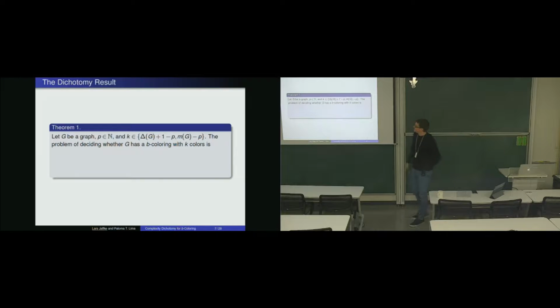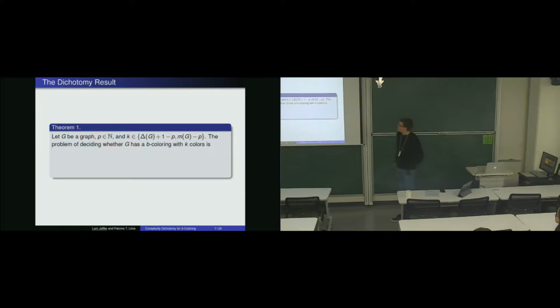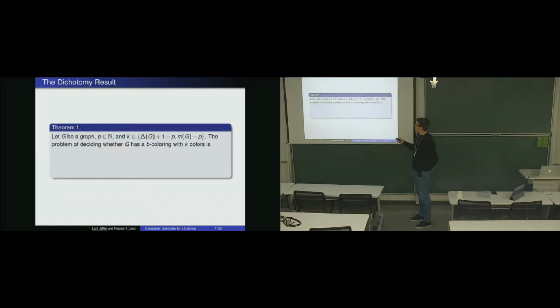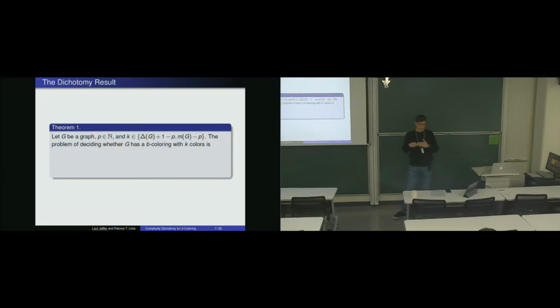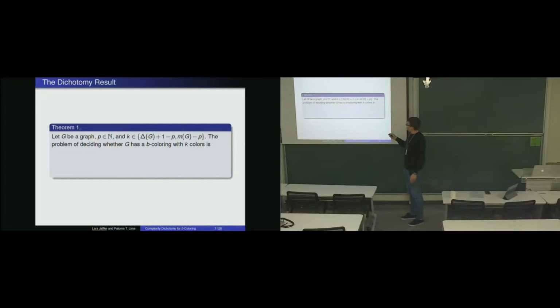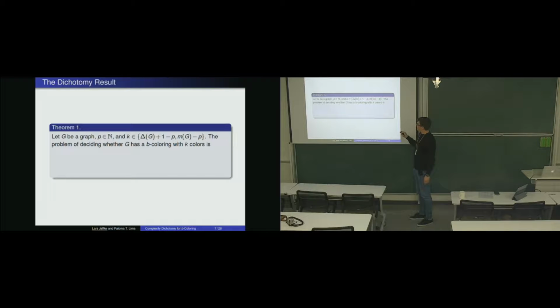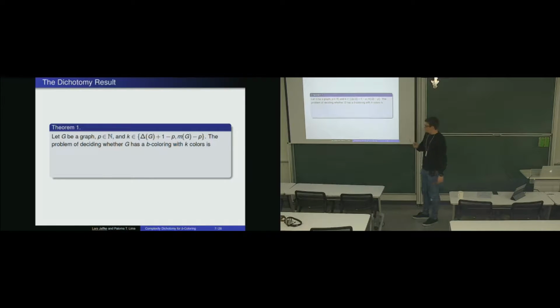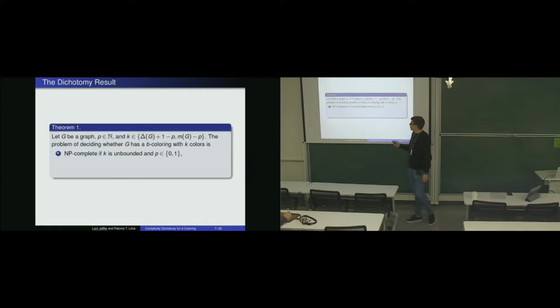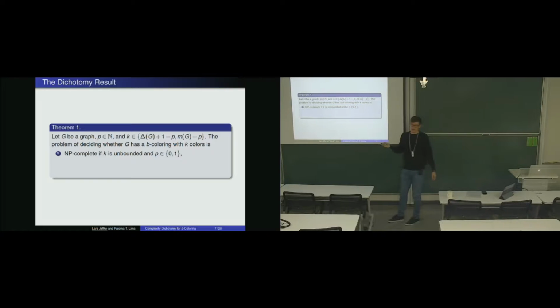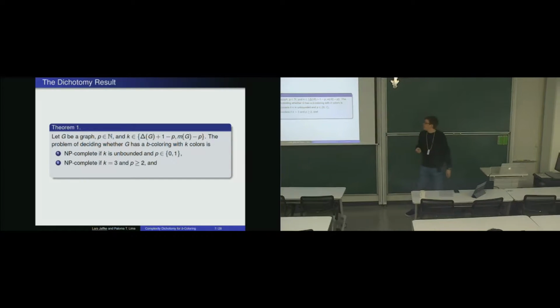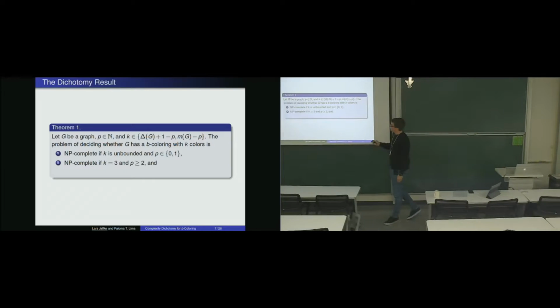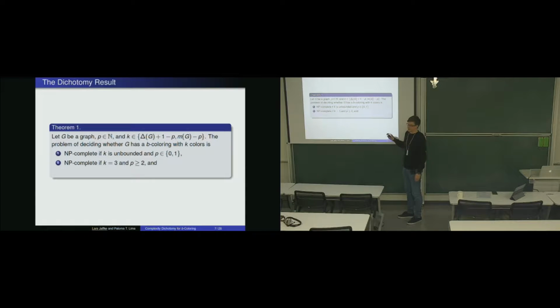Okay, and this is the first main theorem. Suppose we have some graph, some integer p, which will measure the distance to one of these upper bounds, and some integer k that is either the maximum degree plus 1 minus p or m of G minus p. Then the problem of deciding whether G has a b-coloring with k colors is NP-complete if k is unbounded and p is either 0 or 1. It remains NP-complete even if k is 3 and p is at least 2.